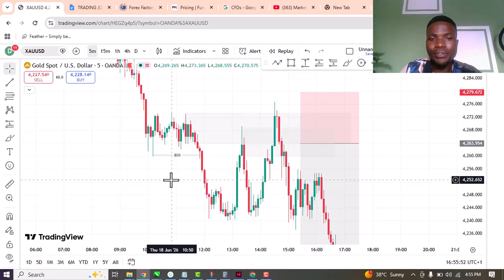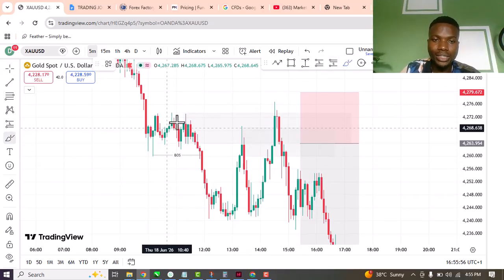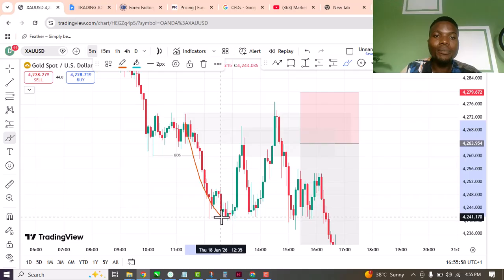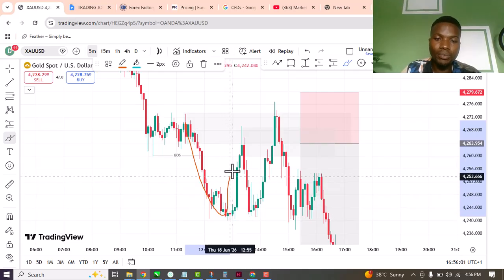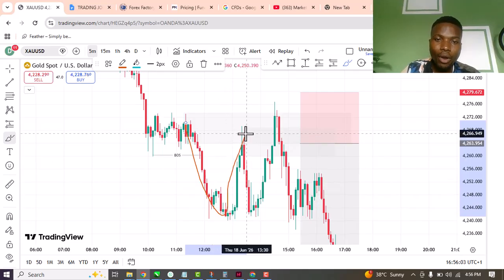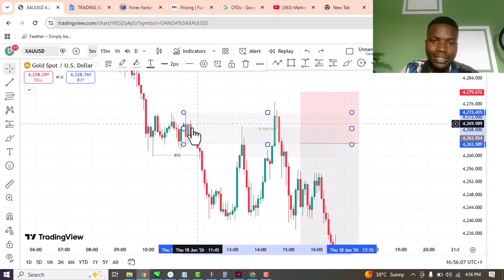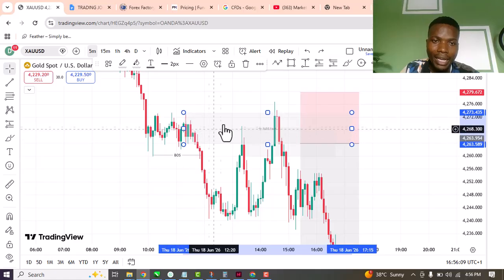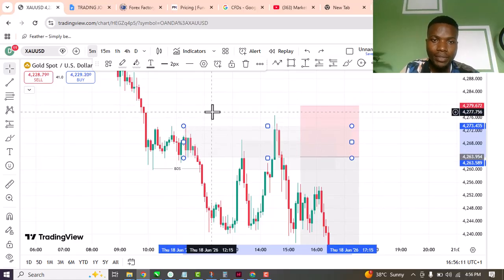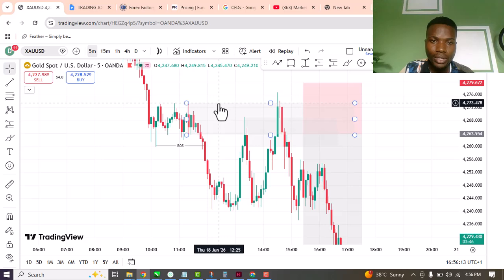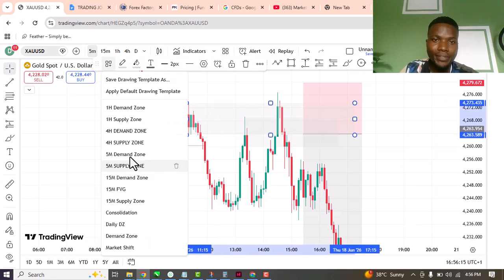What actually confirmed to me that this trade is still going to continue in the downtrend is that I saw price came all the way down here, creating another lower low, and from here price simply came all the way up here. So what I did is that I marked up my supply zone here. Okay, as you can see now, I marked up my 5 minutes supply zone.